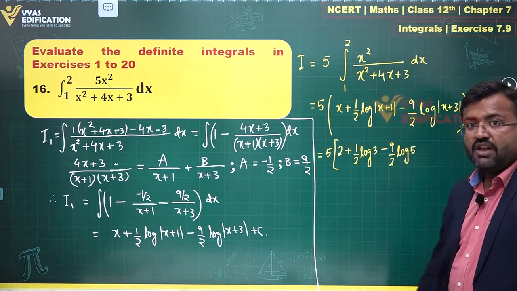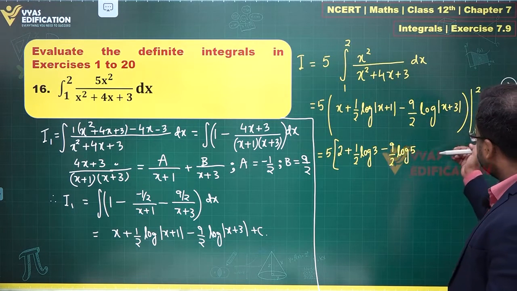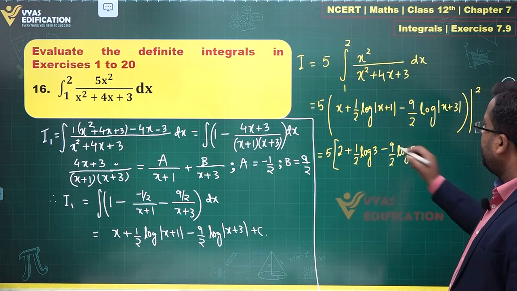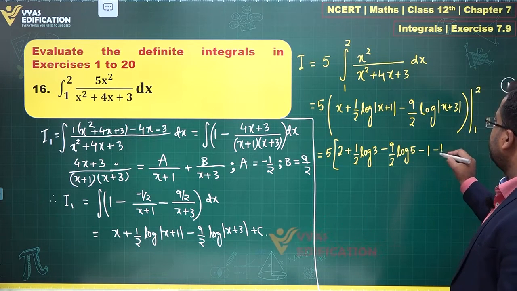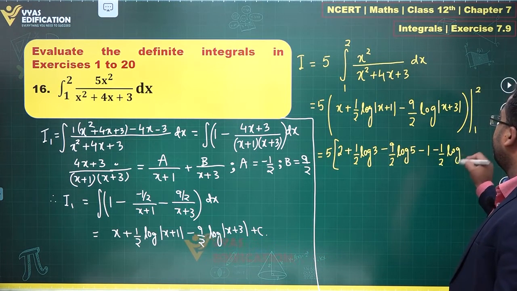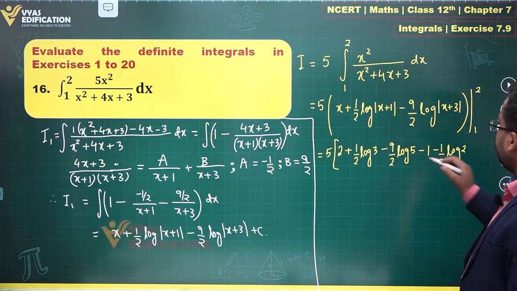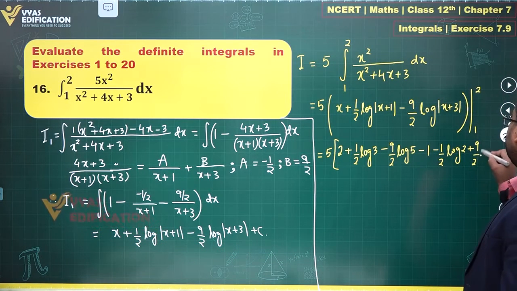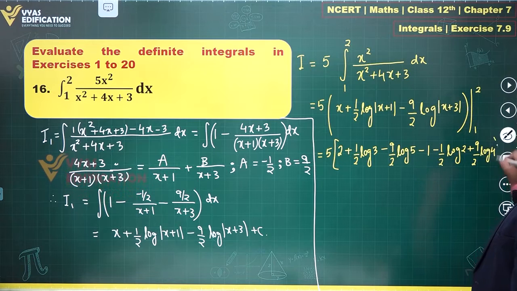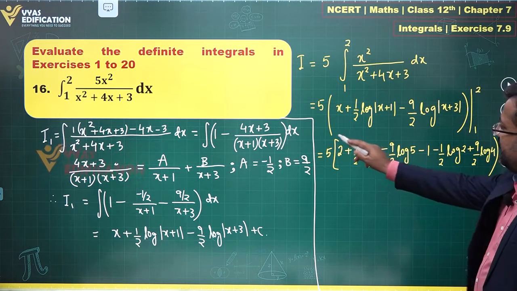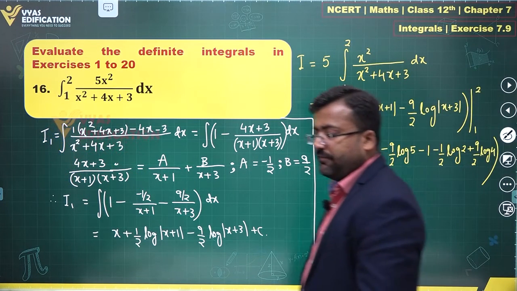This is what you get. And subtract by substituting 1. So minus 1 minus half log 2, and minus of minus will become plus 9 by 2 log 4. This is what you get in the bracket, the round bracket over here.